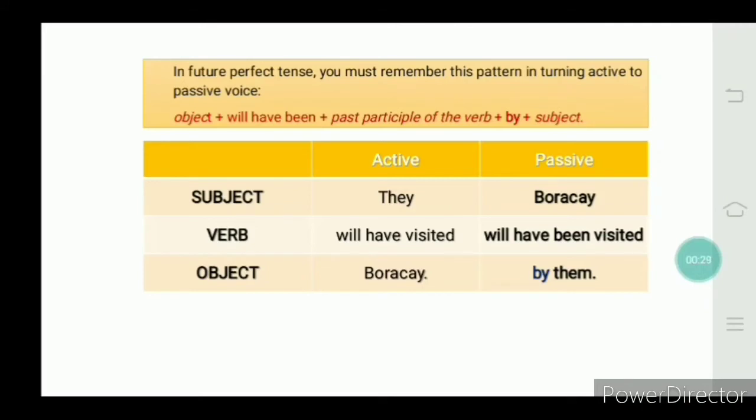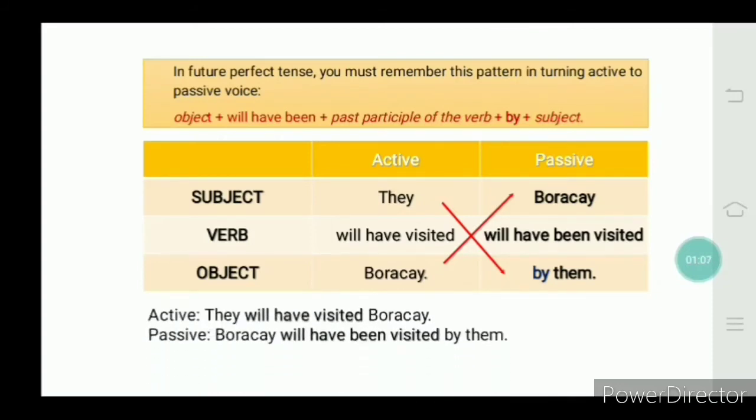So we'll know that it is in future perfect tense if it is using will have plus the past participle. Our they, now again, we will repeat, will become our object, and they, a personal pronoun, will become them when it is used as an object. And Boracay now will become our subject in passive voice. So Boracay plus will have been plus visited, which is the past participle of the verb visit, by them. So now active, they will have visited Boracay. Passive, Boracay will have been visited by them.